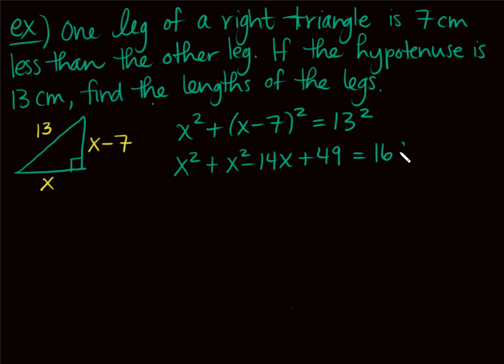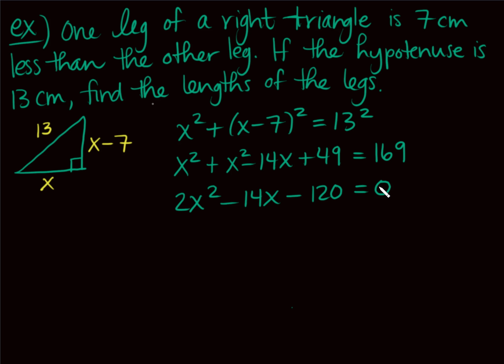Equals 169. Okay, and so now I'm combining like terms. I have 2x squared minus 14x. I'm going to subtract the 169. So I would get a negative 120, I believe, equals 0. Now I have a quadratic to solve. So we have 3 ways to solve these, right? I can factor it, if it can factor. I can complete the square, or I can do the quadratic formula.